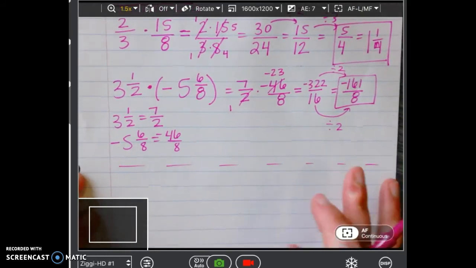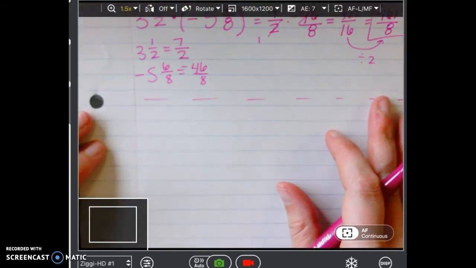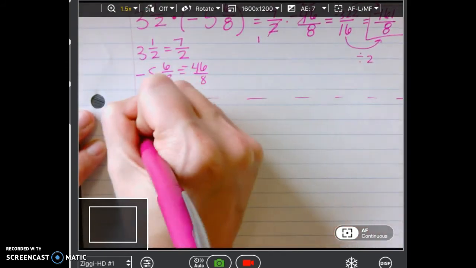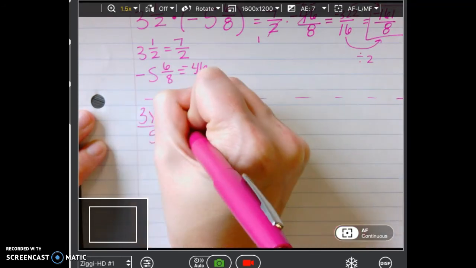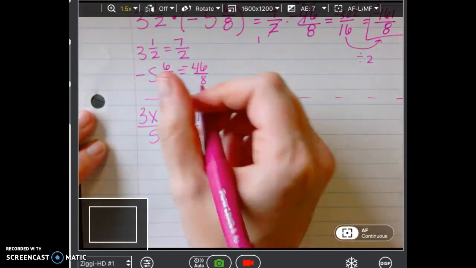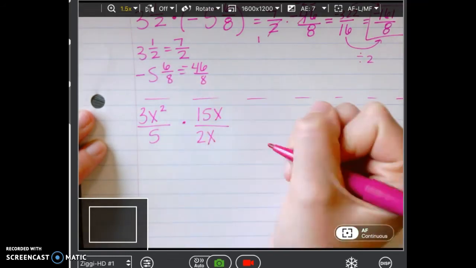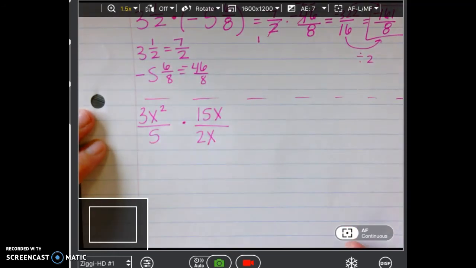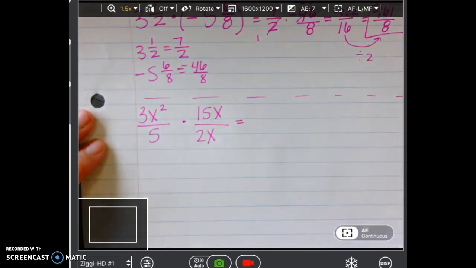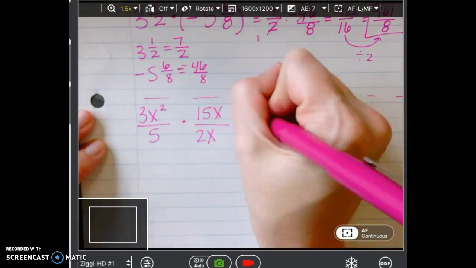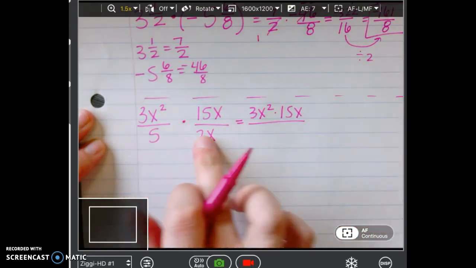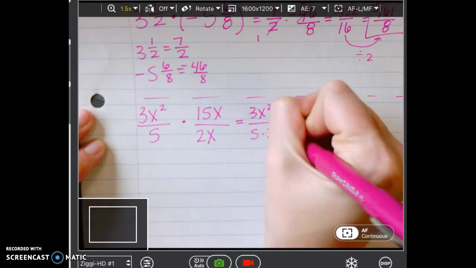Something else that we did is we did some examples with variables. So for example, 3x to the power of 2 over 5 times 15x over 2x. So if I have this example, I have two fractions. Since I am multiplying, I don't have to worry about finding a common denominator. So I can simply multiply my numerators: 3x squared times 15x over, multiply my denominators, 5 times 2x.